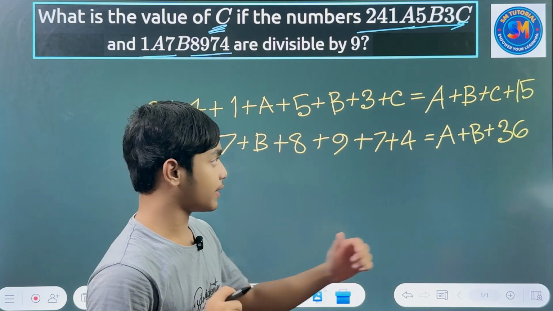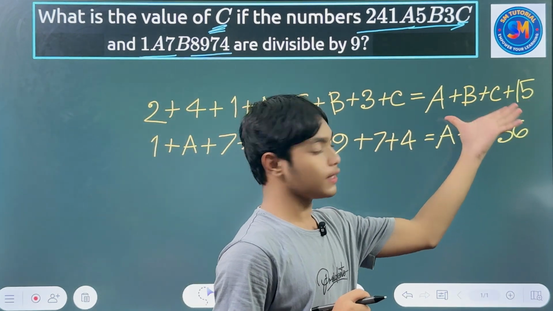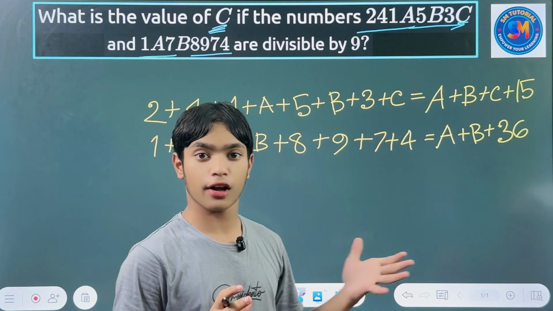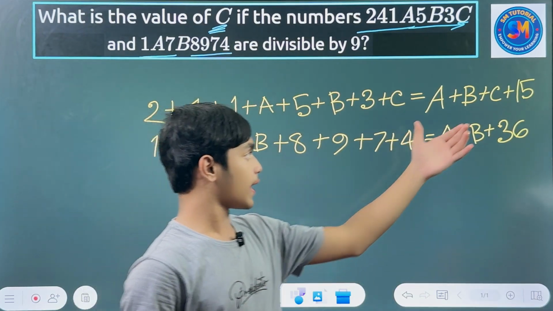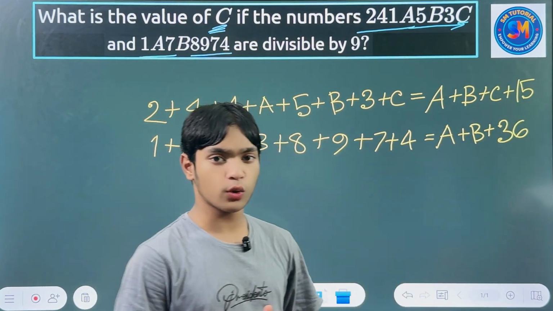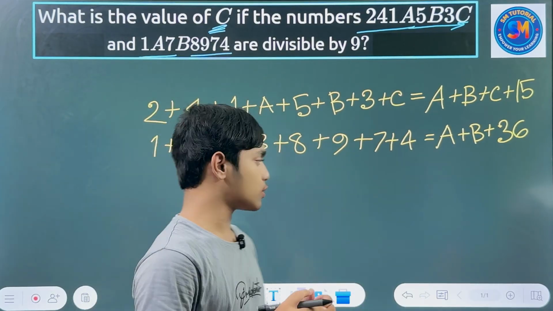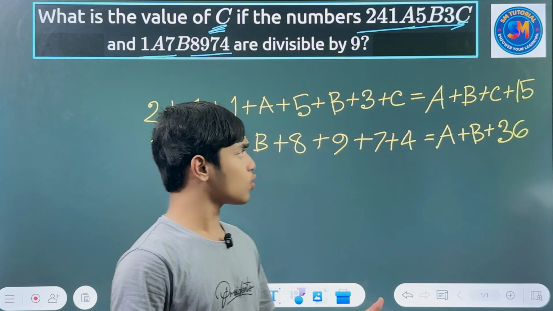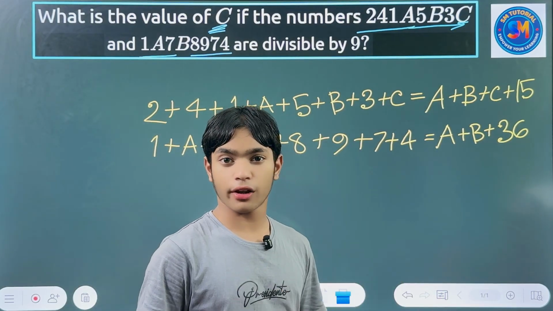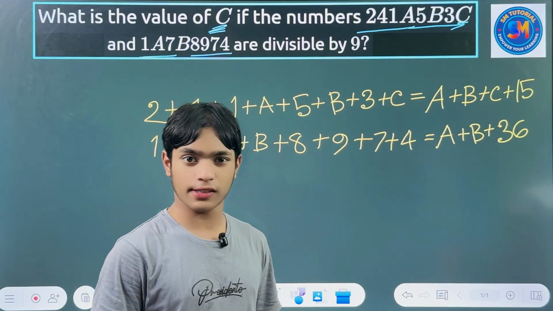But if you look here, the summation of this is not a fully clear number, because here is A, B, and C. So what to do? Now if you think in your brain, you can find it, and you can also solve this by modular arithmetic, and this is a very easy process.